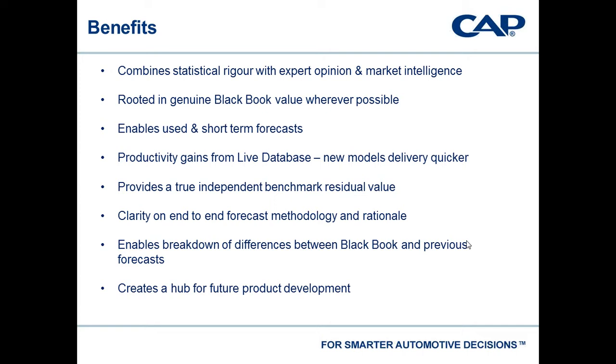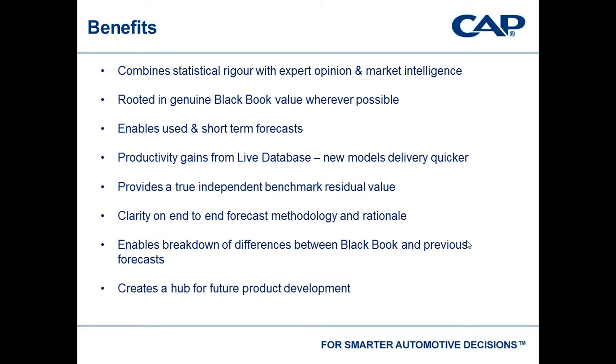So the benefits of the internal methodology is that we're combining a bit more statistical rigor with the expert opinion and the market intelligence. We're rooting it in genuine Black Book values wherever we can. One of the disadvantages of the current Monitor system is that it takes the latest plate, so today that would be 1363 plate, and applies depreciation curves forward. Unfortunately that's actually the least reliable information which we have in the Black Book data set. By the time a vehicle is 12 months old, it's found its place in the marketplace, it's based on genuine sales, we're much more confident in that value.